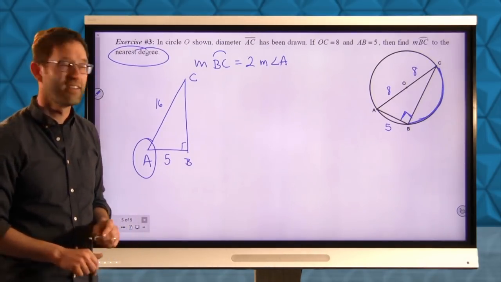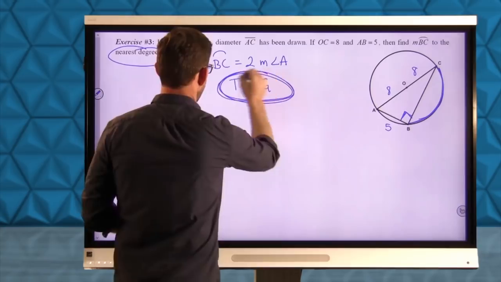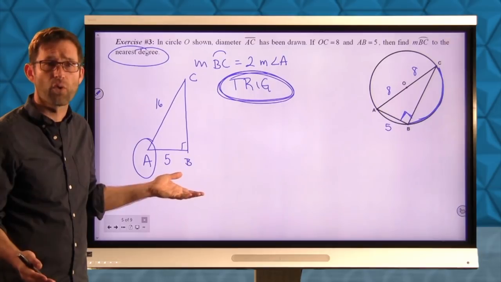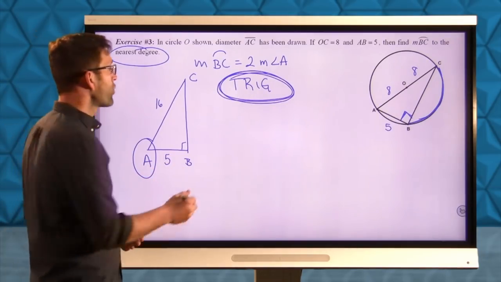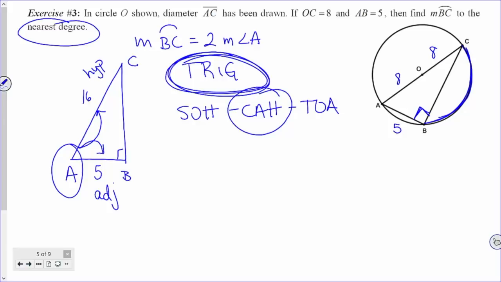Well, it's going to be trig, right? Trigonometry. The Pythagorean theorem could allow us to solve for side BC, but that wouldn't do much for us. What we need to use is trig. And of course, with trig, we've got SOHCAHTOA. We have to figure out which ratio to use. Well, that's all about the angle we're looking for. That's angle A, and 5 is the adjacent side. 16 is the hypotenuse, and so that is our cosine ratio. In fact, we can say that the cosine of angle A is 5/16.